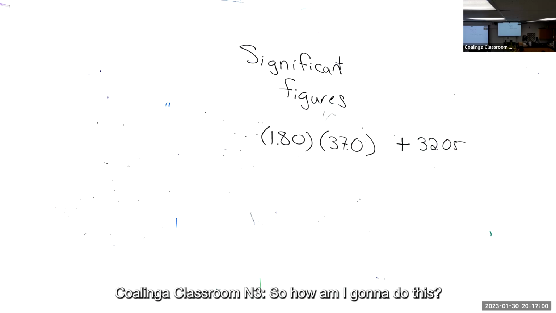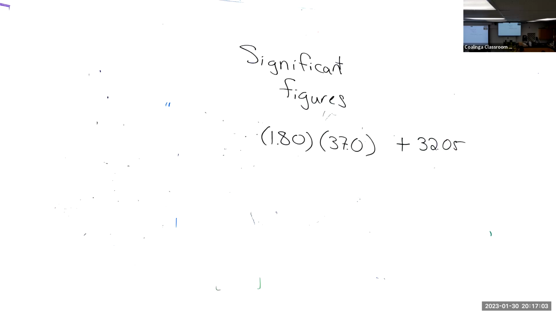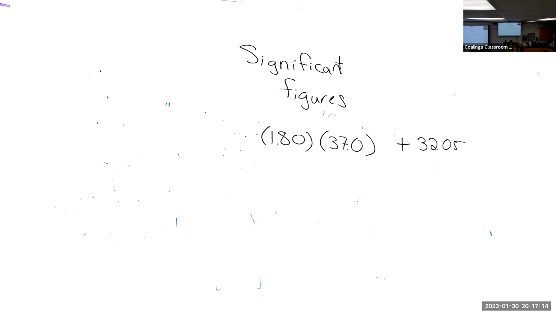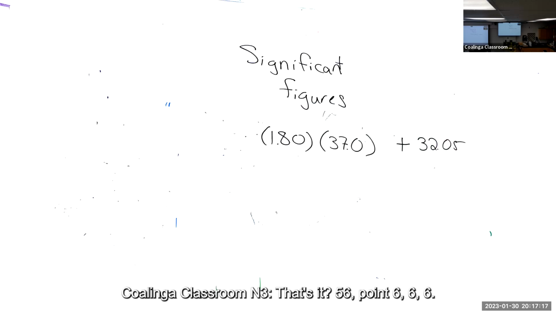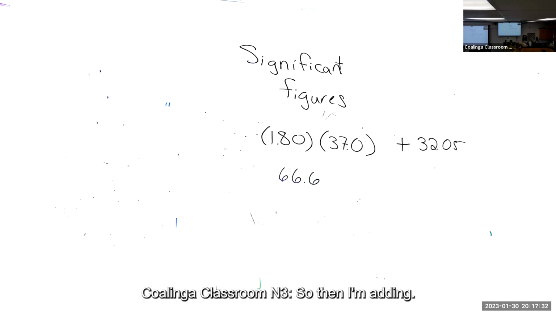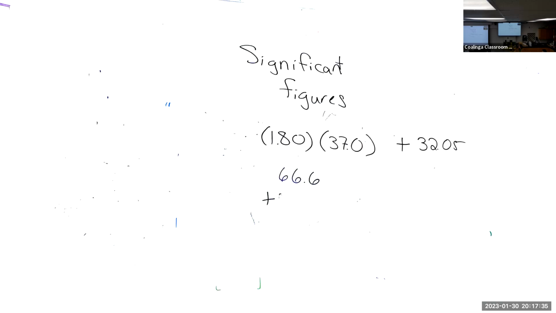So how am I gonna do this? Okay, so we're gonna do our multiplication first, right? So we multiply, what are we gonna get? 56.6? 66.6. Okay, how many sig figs should I have? 3 sig figs, okay, works out. So then I'm adding. Okay, where am I gonna draw my line?